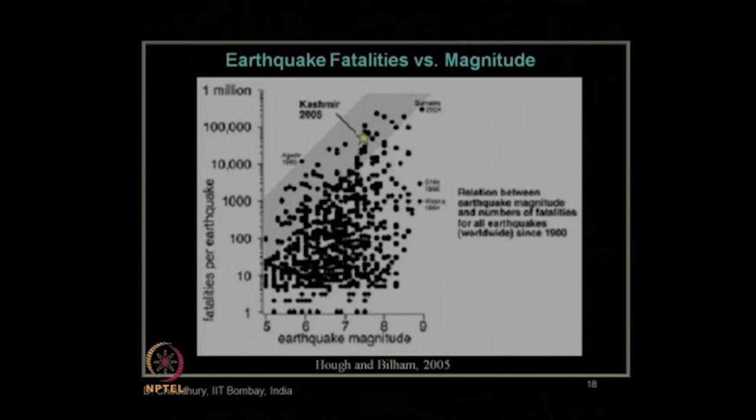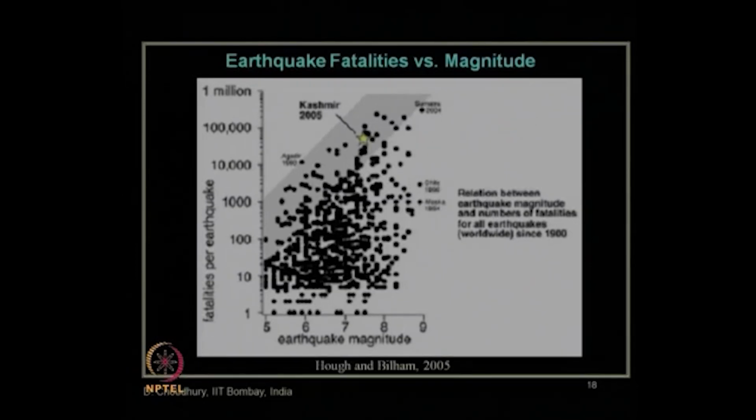Then also this slide we have discussed in the previous lecture, earthquake related fatalities versus the magnitude. We can see over here Howe and Bilham in 2005 have shown the relationship between the number of fatalities and earthquake magnitude, the worldwide relationship since the year 1900. They have given the data from 1900 up to 2005 and plotted the results.